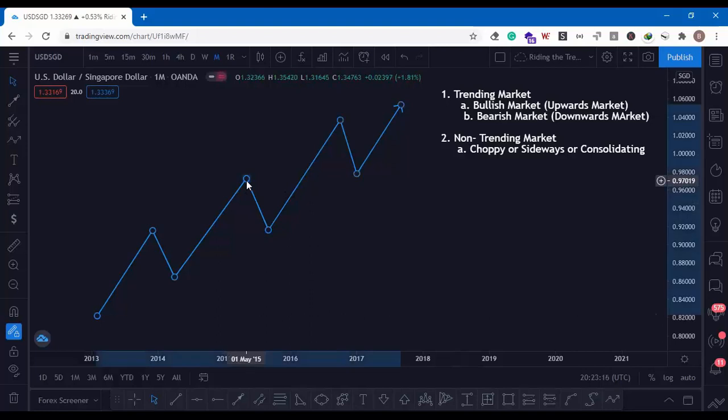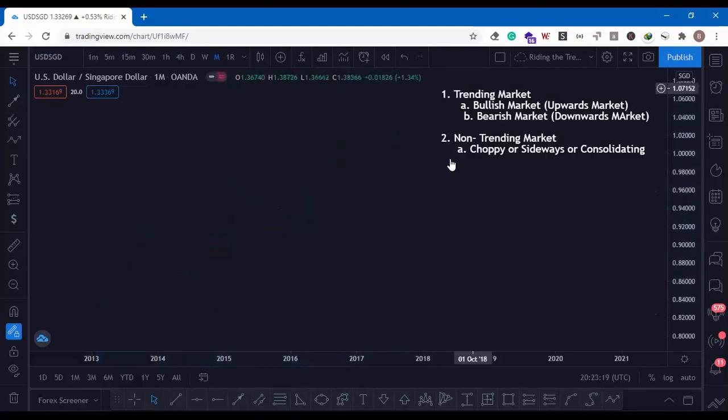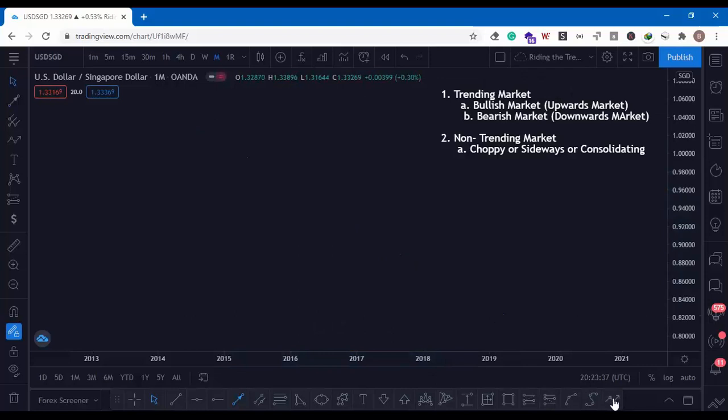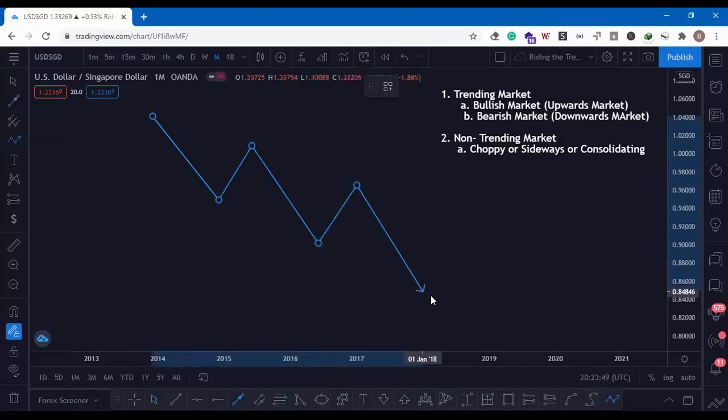Now, the next one is the bearish market. And in the bearish market, too, price does not go all the way down like this. You wouldn't have that happening. It will always go in a trending way, just as we saw. So we have the impulse, correction, impulse, correction, impulse, correction.